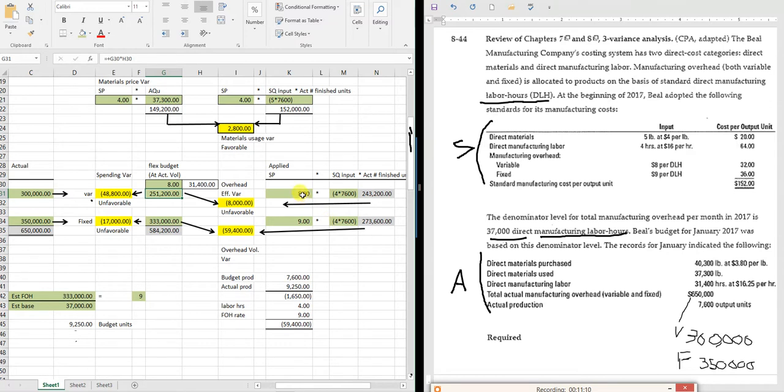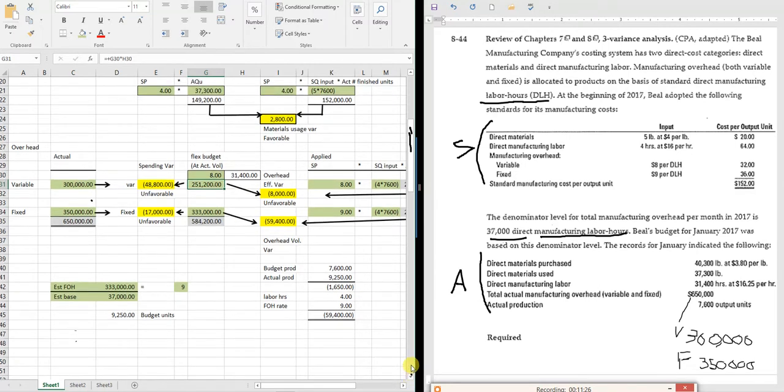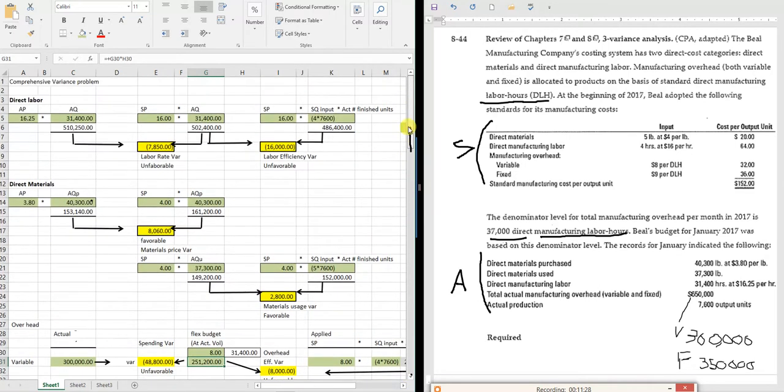And then I get my application rate, and make sure it's per the input, so in this case, it's $8 per direct labor hour and $9 per direct labor hour. And I solve for those. So let's go over here. Okay, and since I believe I have them all filled in, now I just simply solve for it.